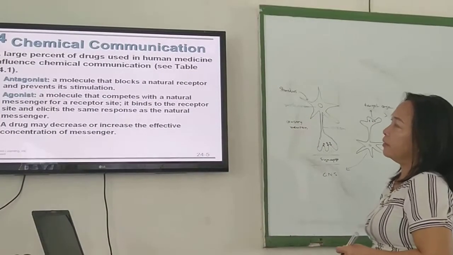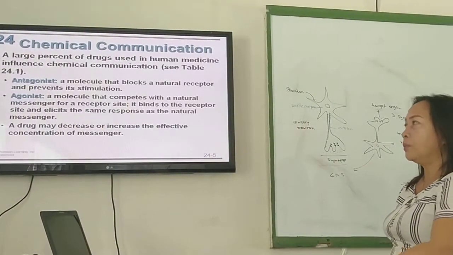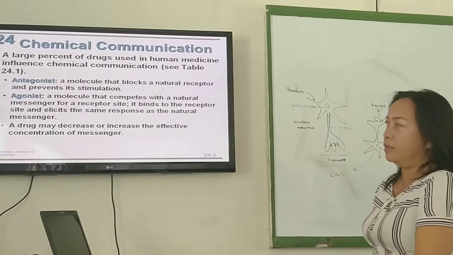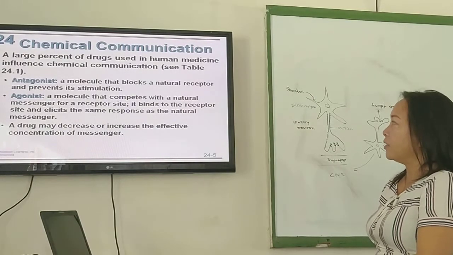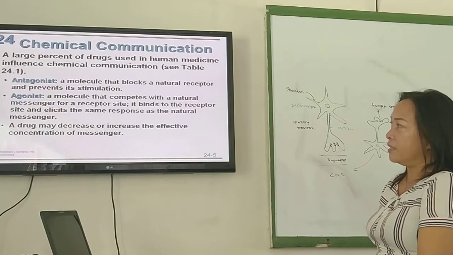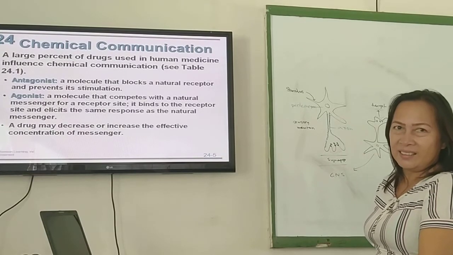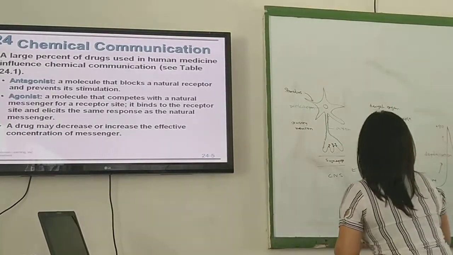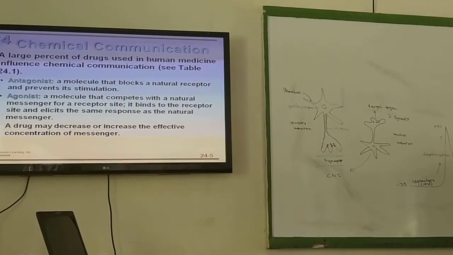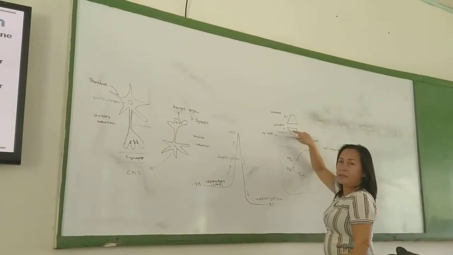Now, a large percent of drugs used in human medicine influence chemical communication. Like for example, you have the antagonist. An antagonist is a molecule that blocks a natural receptor and prevents its stimulation. It's an antagonist, meaning kontrabida. It blocks the natural receptor and prevents its stimulation. Now, say for example, this is now our receptor, and this is the substrate that binds to the binding site of the receptor.